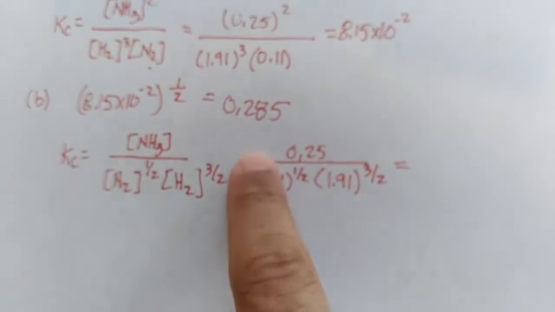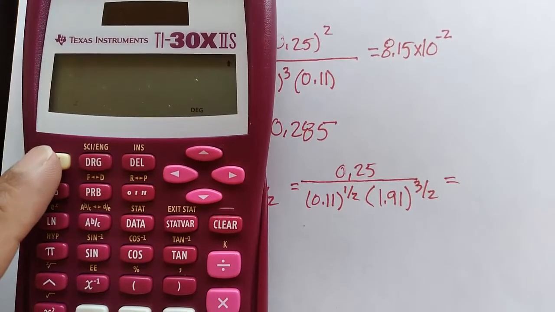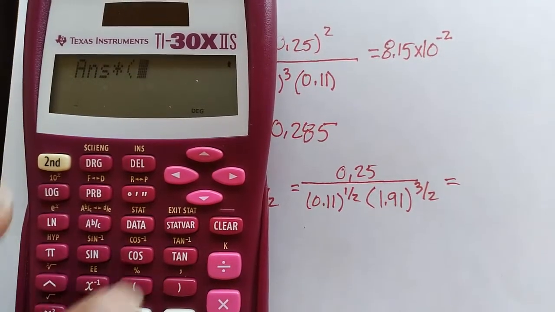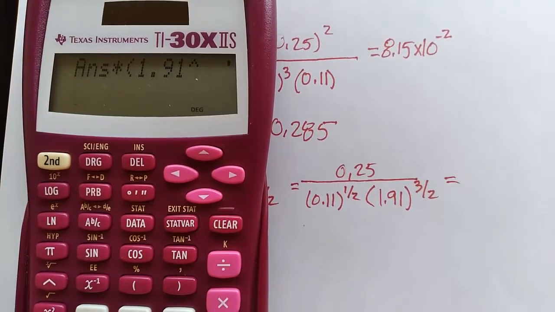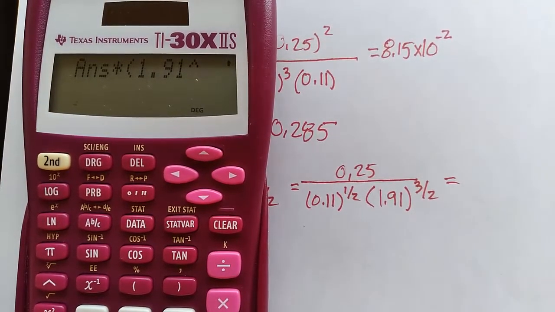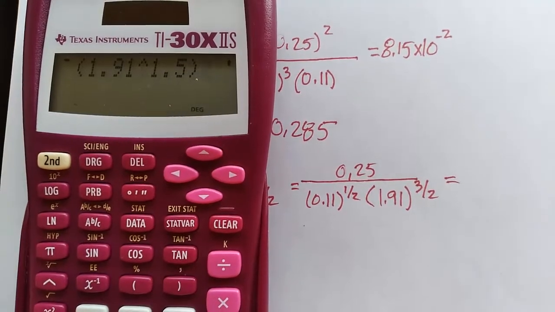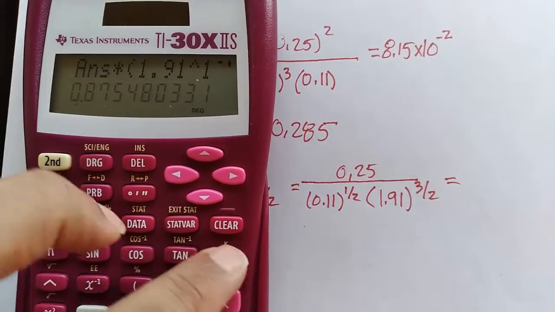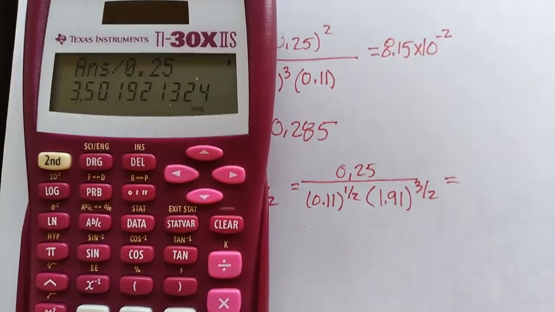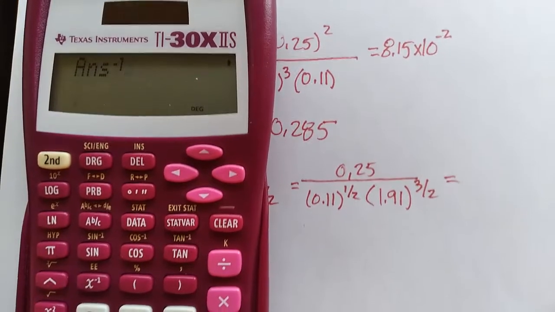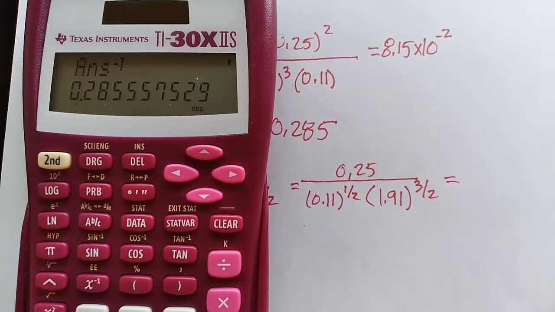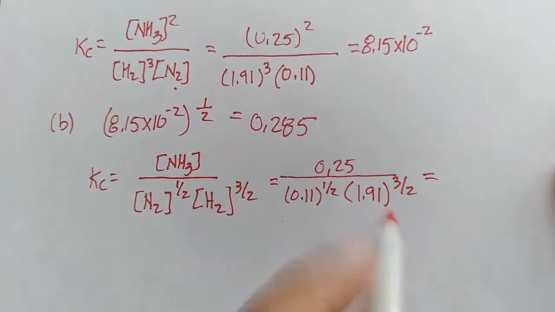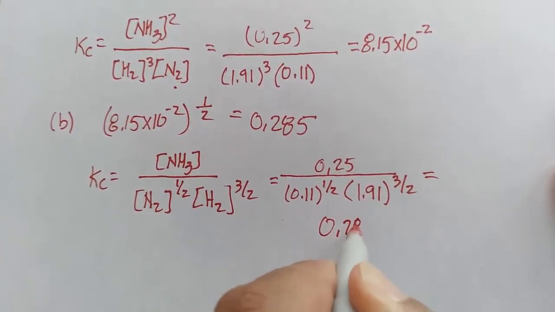So as we can see here, we should get the same answer. First, square root of 0.11, okay, times 1.91 to the power of 3/2. So 3/2 is the same thing as 1.5. Okay, divide this by 0.25, and then we're going to flip it, do the 1 over x, flipping it, and we get 0.285, yep, which is pretty much the same thing as we got if we just take the square root of the original Kc for the reaction. So there's multiple ways to solve for this.